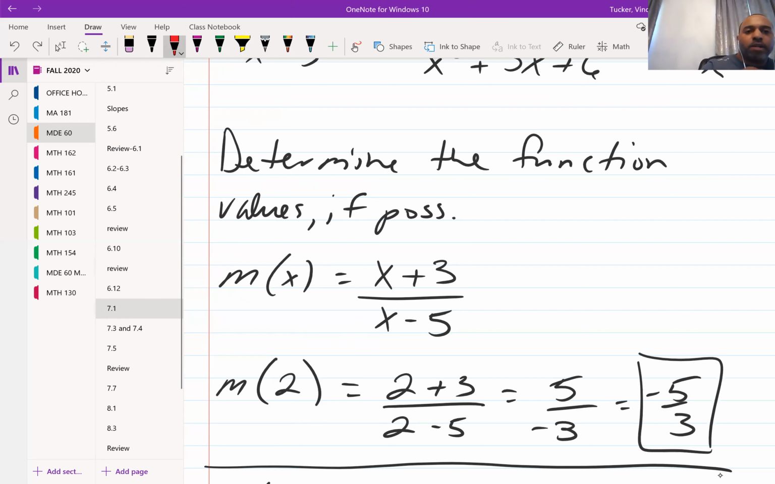And so that's what I did right here. Plug in 2 where I saw x, so that's 2 plus 3 over 2 minus 5. 2 plus 3 is 5. 2 minus 5 is negative 3. So this is negative 5 over 3.